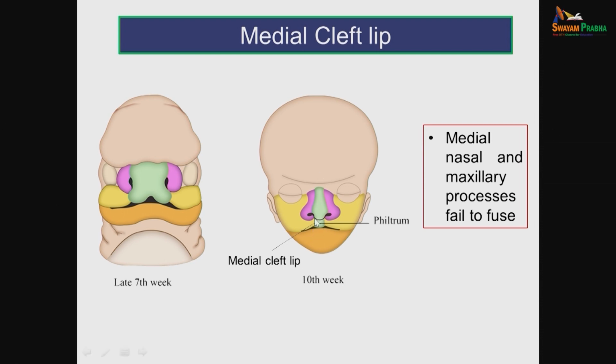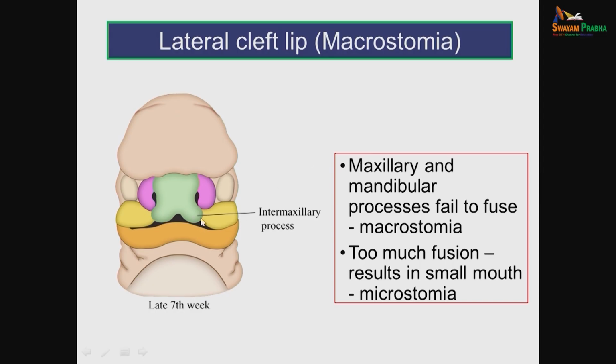If there is going to be a problem with the fusion of the medial nasal process and the maxillary process, there will be a medial cleft lip. Please differentiate median cleft lip from the medial cleft lip. So, this is medial cleft lip. Next is lateral cleft lip.